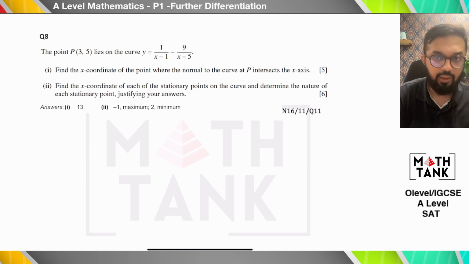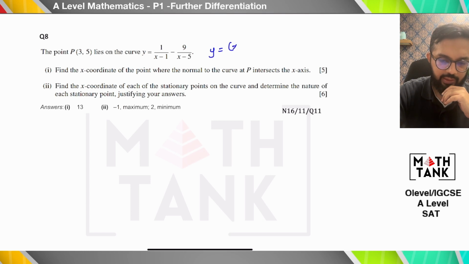Moving on to the next question. This looks very similar to a question that we did earlier. It says the point P lies on the curve. Find the x-coordinate of the point where the normal to the curve at P intersects the x-axis. So y equals (x minus 1) to the power minus 1, minus 9(x minus 5) to the power minus 1.